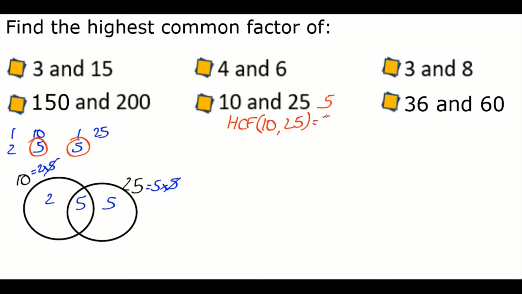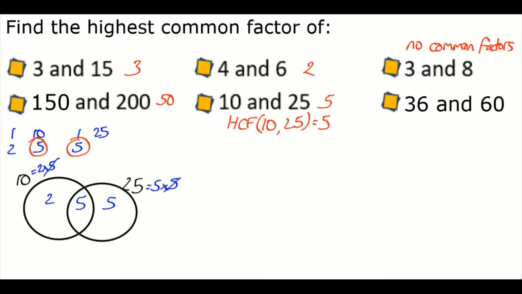25 equals 5. So highest common factor of 3 and 15 is 3. Of 150 and 200, the highest number that goes into both of those is 50. Of 4 and 6, it's 2. Of 3 and 8, they have no common factors, so there is no highest common factor.